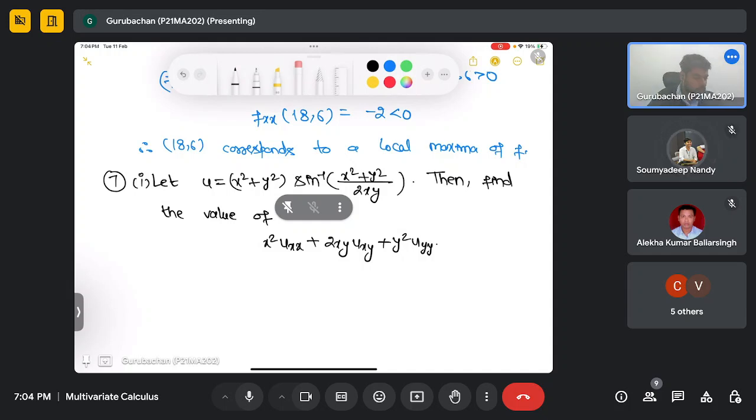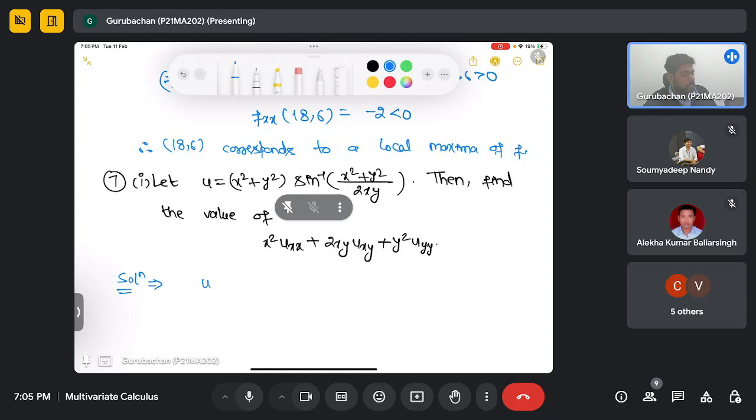2u. So again, this is a homogeneous function of degree 2. By putting Euler's theorem, 2 into 2 minus 1 into u, that will be 2u. What if it is a function of degree 3? Then it will be 6u.